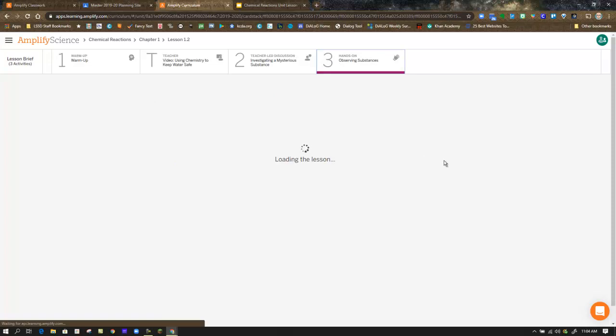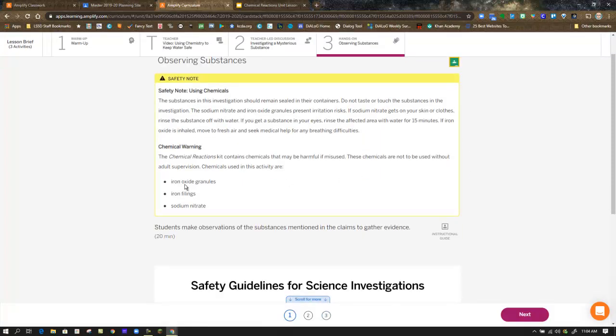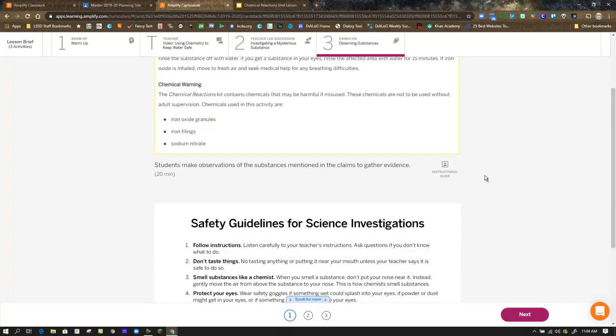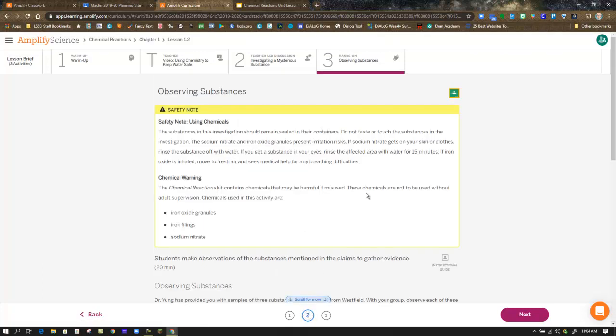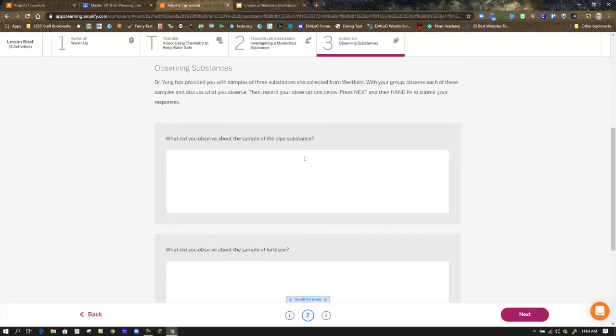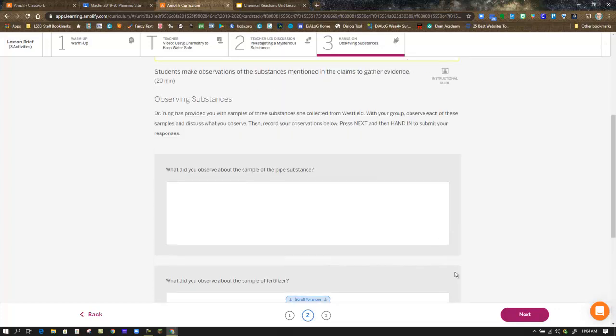In step 3, you don't have access to the chemicals. You would be looking at some iron oxide, some iron filings, sodium nitrate. This would be goggles and safety guidelines type of lab. You can look over them if you want to remind you what's going on. And then you'd be observing substances and answering questions. We're going to put a link of a teacher going over this lesson from a different classroom on our Google Classroom, and you can watch that video, and as you do, you can come back and answer these questions based on what you see with that teacher.